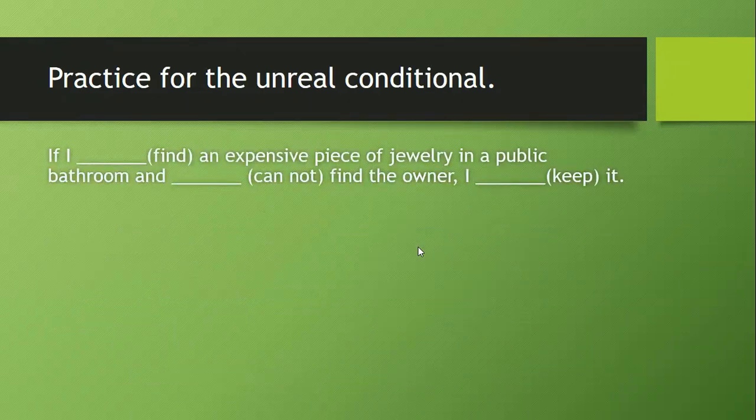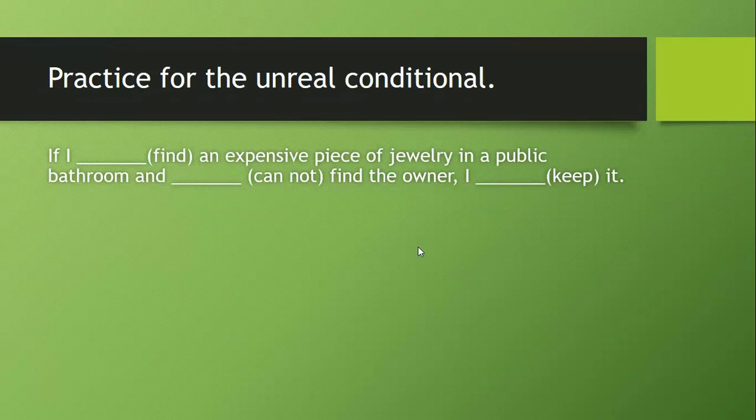If I find, we have the verb find. If I an expensive piece of jewelry in a public bathroom and I find the owner, I it. Here you see that we have three verbs: find, cannot, and keep. Let's see. Please keep in mind that when you have the if I statement, here we have the if clause, then we have to do the main clause. This is an unreal conditional. Remember that in unreal conditionals we use the past of the verb.